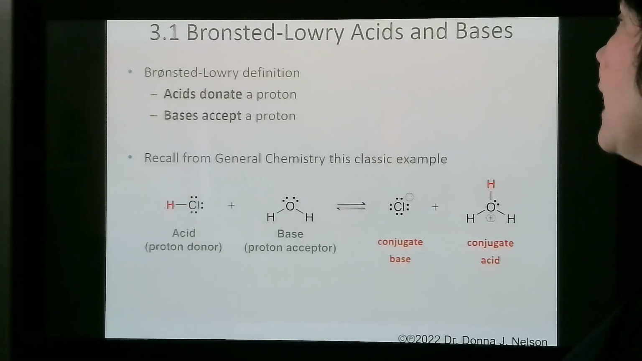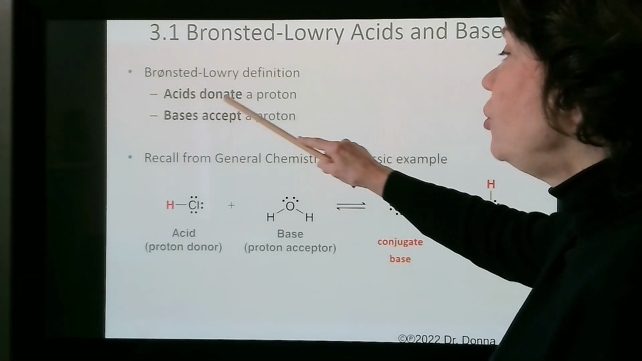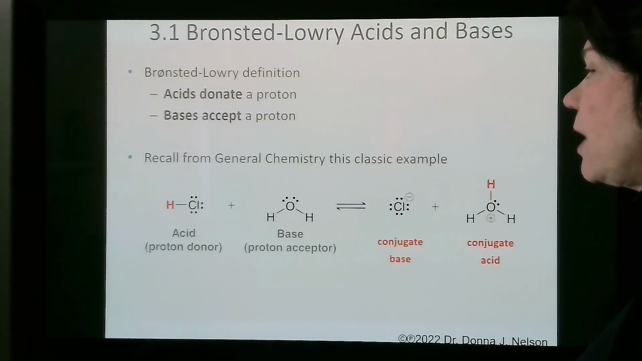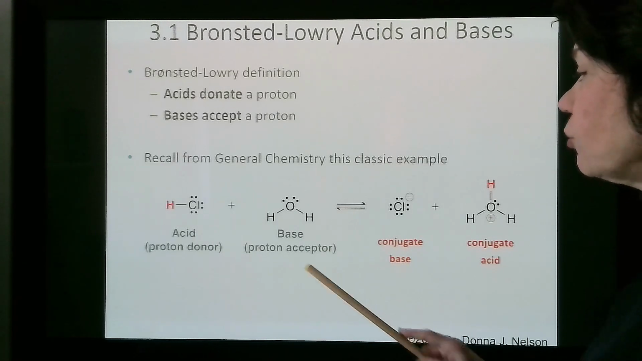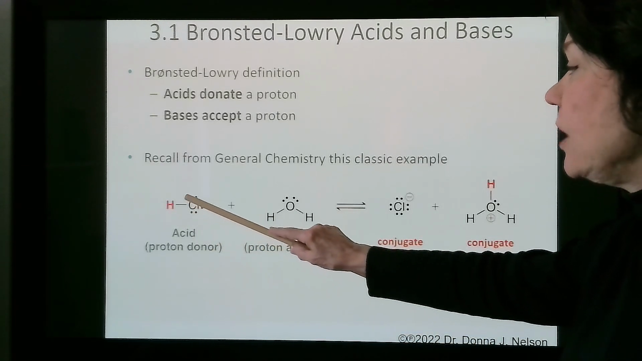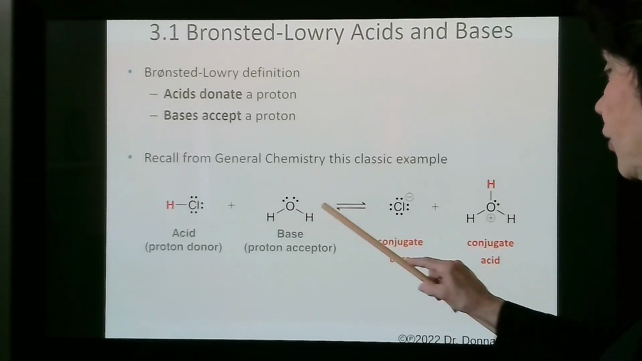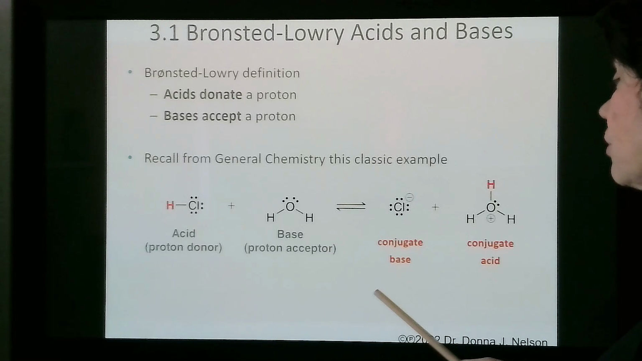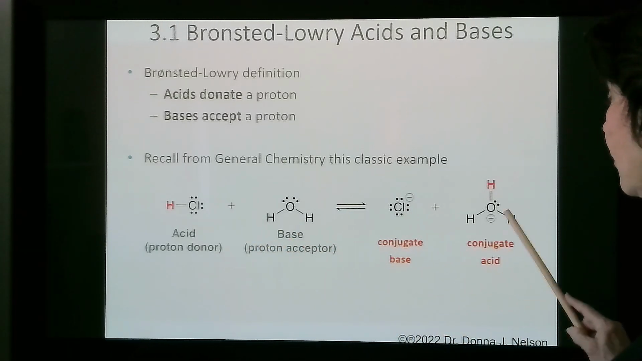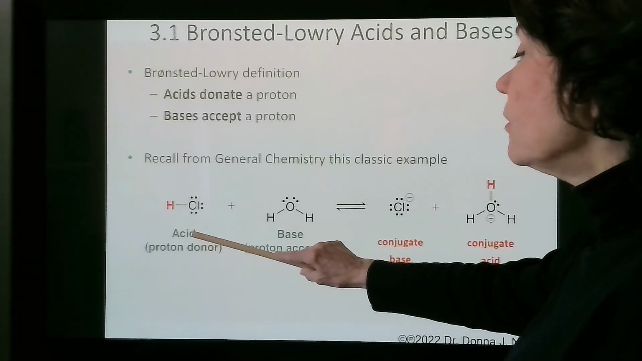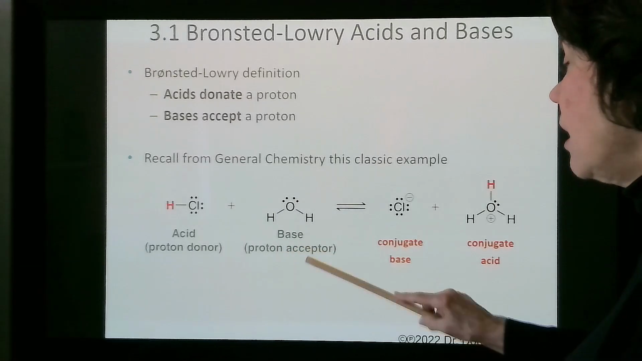So Bronsted-Lowry acids and bases, in that definition, the acids donate a proton, bases accept a proton. You can recall this equation from general chemistry. This acid, HCl, is donating a proton to water, which is the base, and accepts the proton. So this gives you the conjugate base, chloride, and the conjugate acid, hydronium ion. So here the acid is the proton donor, the base is the proton acceptor.